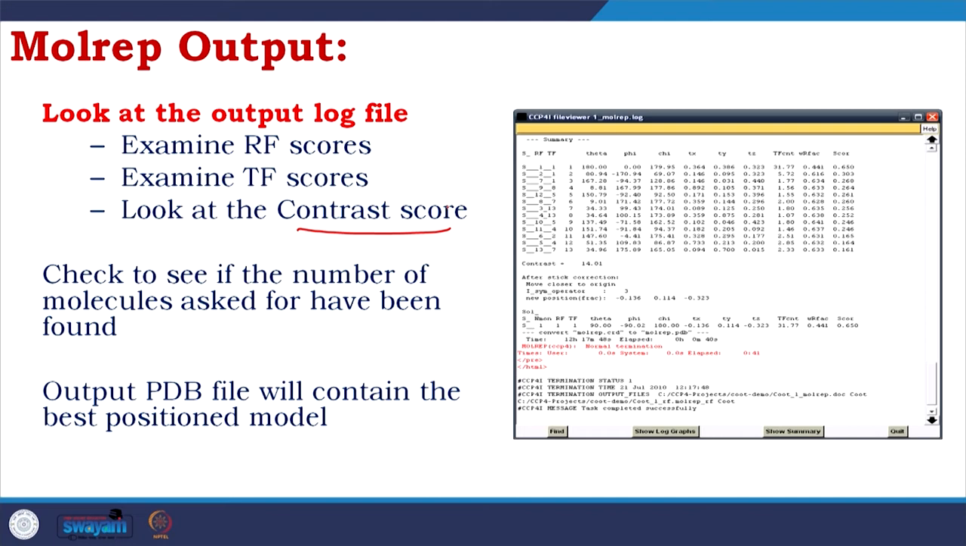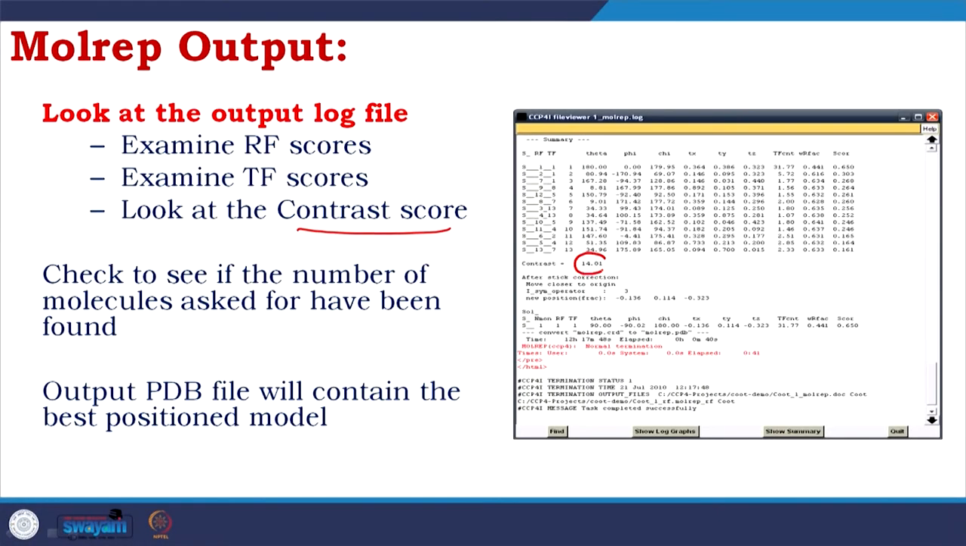So, if you see here, you get S11 at the top. This is kind of an ideal situation because you always want the first solution of both the rotational function and translational function to provide the solution. And you see that the contrast here is also 14, which is high. And you also see that after that it is 2-1. It would be ideal if it came 3-1, in that combination.